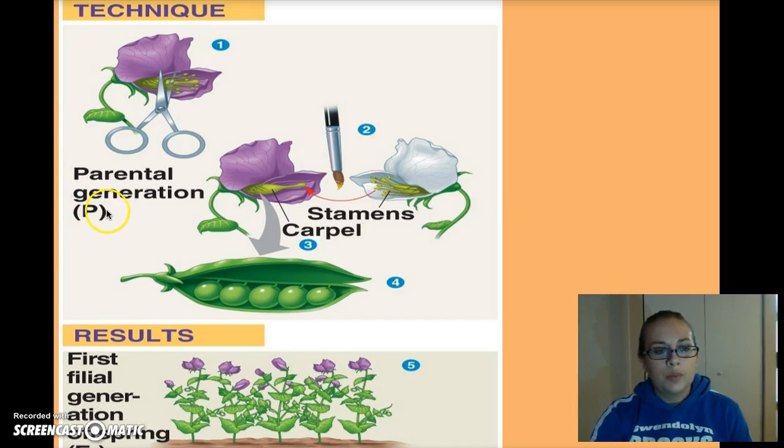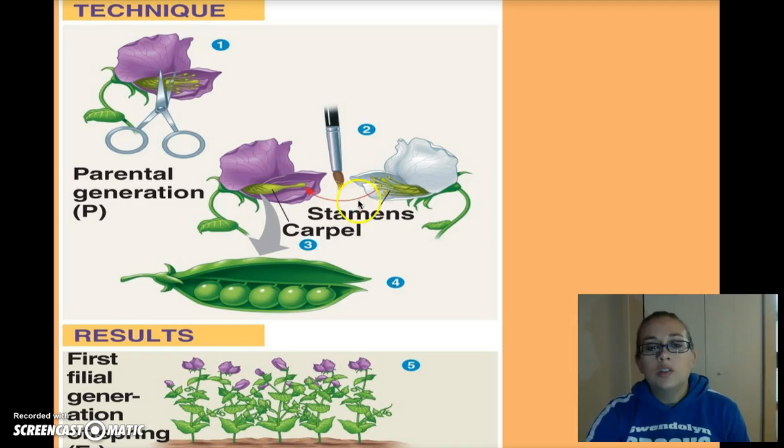So here you have P, or parental generation. We're going to be calling the first generation the parental generation, or P generation, and then their offspring are called the F1 generation, or first filial generation. What you have here are parent 1 and parent 2, the white flower over here, and you can see that he's removing different parts of the plants. In this purple flower, he is removing the stamens, which are the male part, and he left the carpel. And then here you can see the white flower has the stamens, which is the male part, and so he's going to cross-pollinate the white flower with the purple flower.